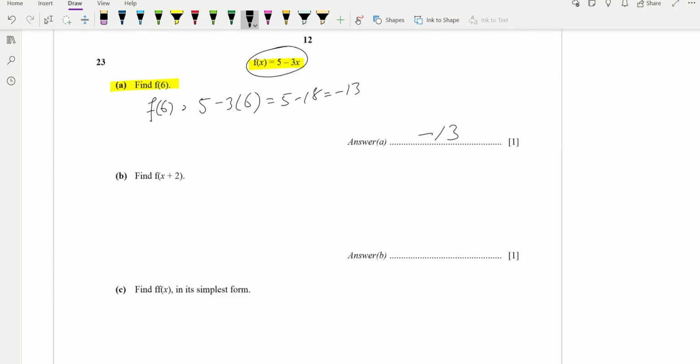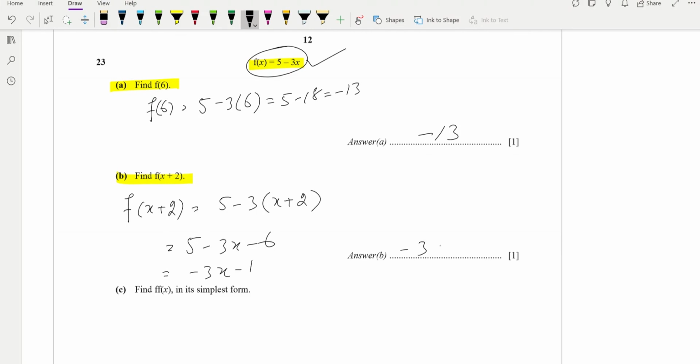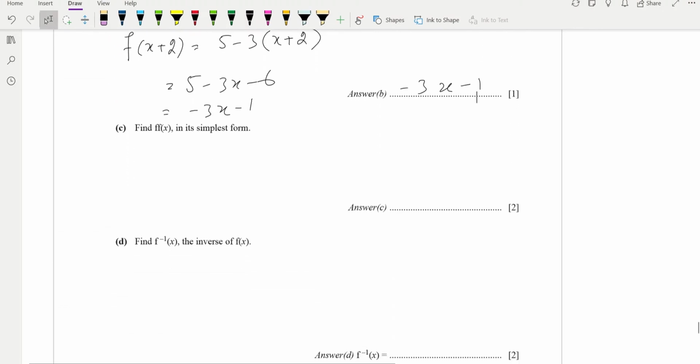Then comes to this one, find f of x plus 2. So f of x plus 2, in f of x we will be replacing x by x plus 2. So 5 minus 3 into x plus 2, and this will be equal to 5 minus 3x minus 6. So this will be minus 3x minus 1, so we can write minus 3x minus 1 as our answer. These are 1 mark easier questions.